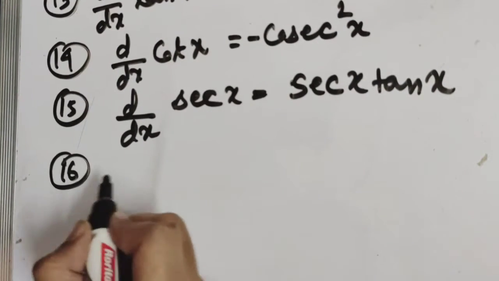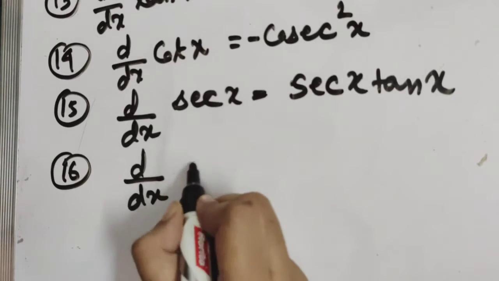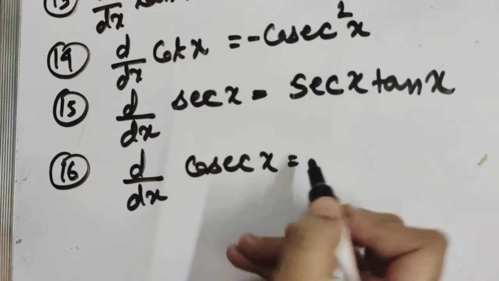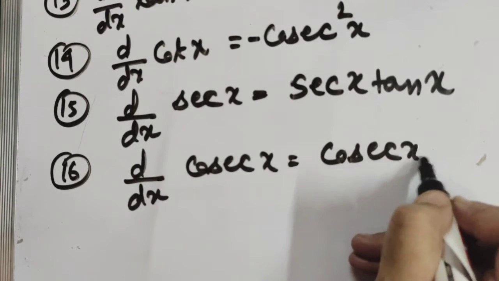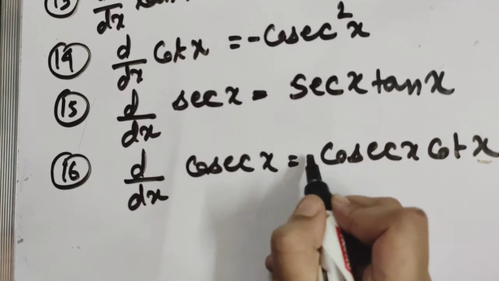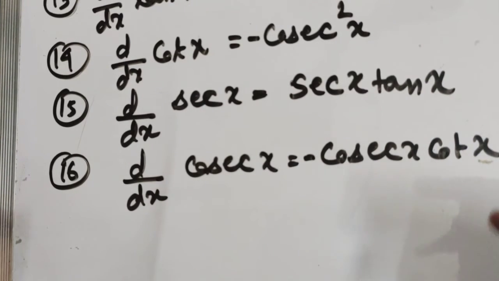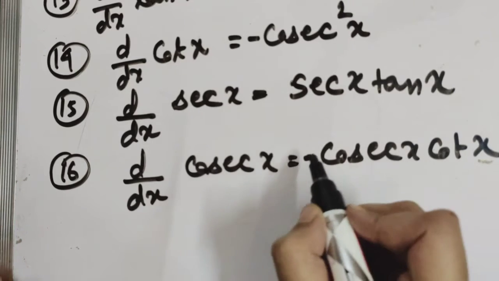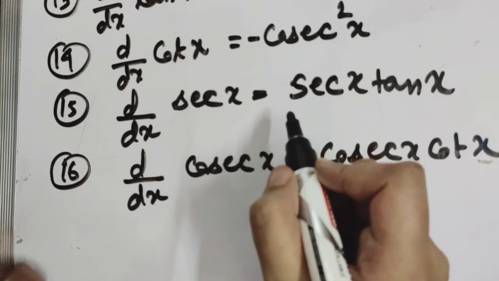And last but not least, d/dx of cosec x is cosec x into cot x, but there is also a negative sign. How can you remember where the negative sign is present and where the positive sign is?